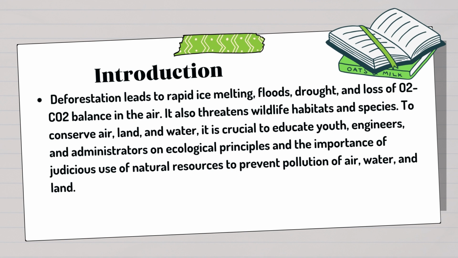Deforestation leads to rapid ice melting, floods, drought, and loss of the O2 CO2 balance in the air. It also threatens wildlife habitat and species. To conserve air, land, and water, it is crucial to educate youth, engineers, and administrators on ecological principles and the importance of judicious use of natural resources to prevent pollution of air, water, and land.